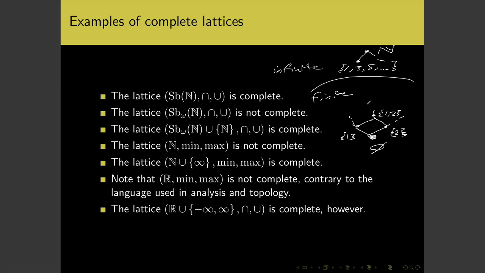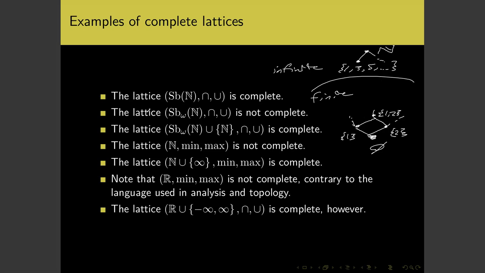Okay, so if we look at all subsets of the natural numbers under the usual ordering, then we have, as we already discussed, that this lattice is complete because arbitrary suprema and infima do exist, and they're actually given by just taking arbitrary unions and intersections. I guess I didn't really mention intersections before, but it's exactly the same sort of thing.